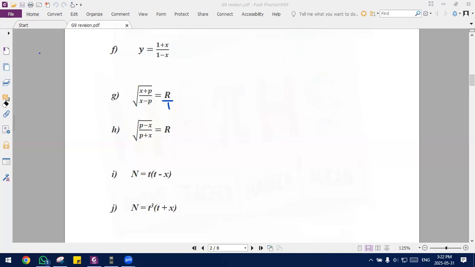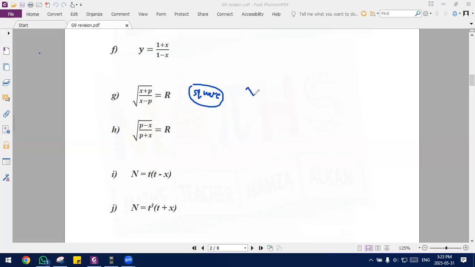So here, first of all, let me remove this. First step, we will square everything. I will square the square root, okay? So when I square the square root, it will be removed.